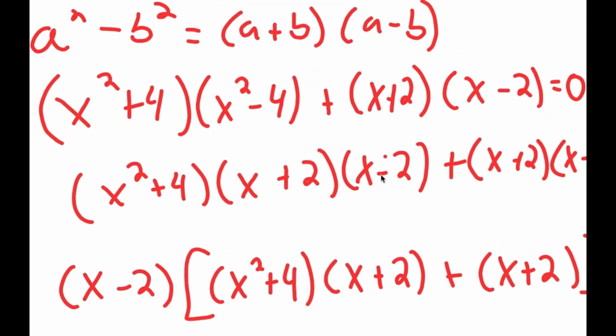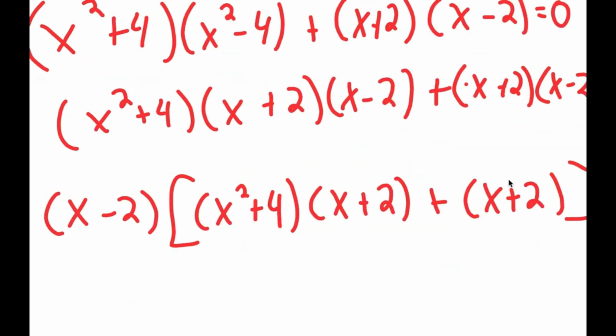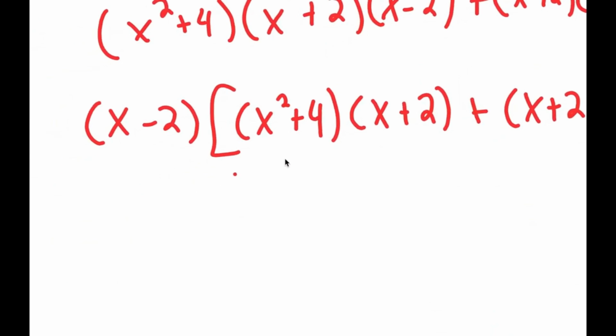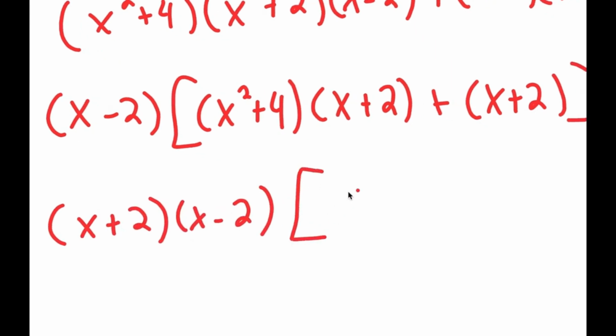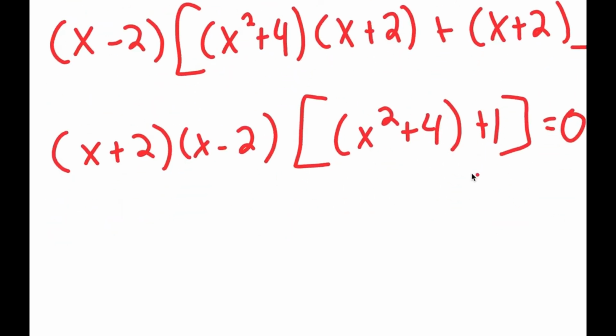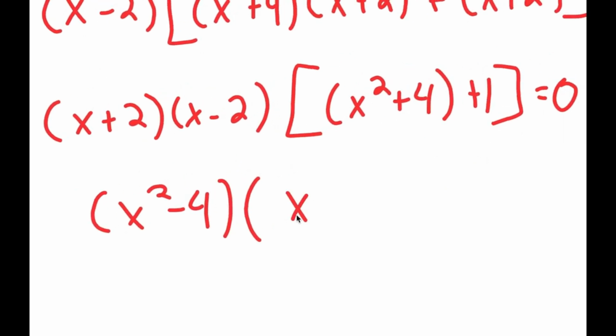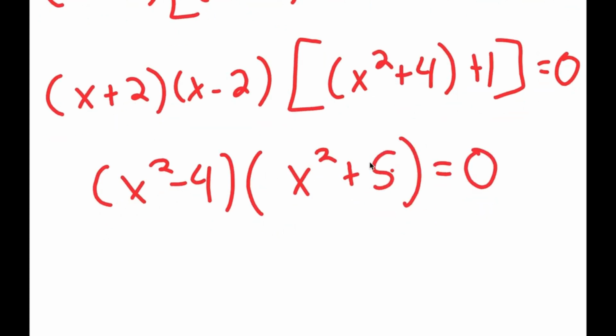Actually, at the start what we could have done is just factored x squared minus 4 out, but now we're going to factor out x plus 2 as well. So I get x plus 2 times x minus 2 times x squared plus 4 plus 1 is equal to 0. So x plus 2 times x minus 2, like I said, was x squared minus 4. And I have this times x squared plus 4 plus 1, which is x squared plus 5. Now this is equal to 0.